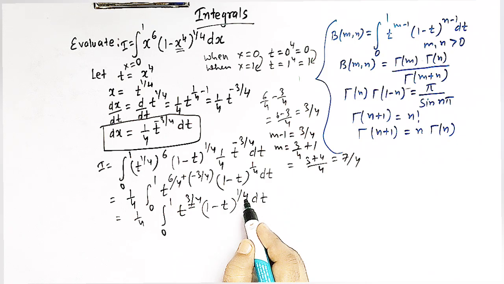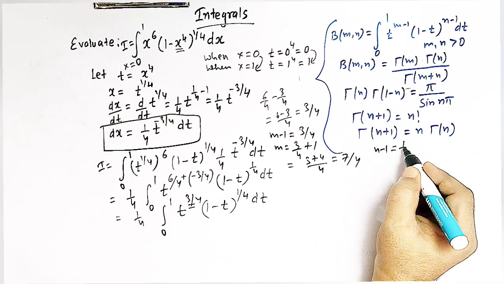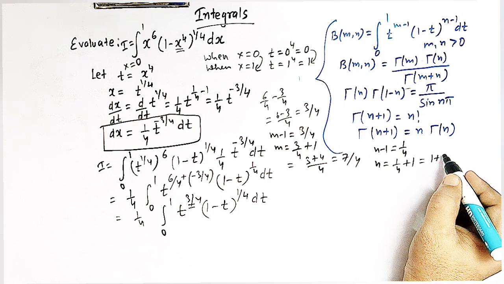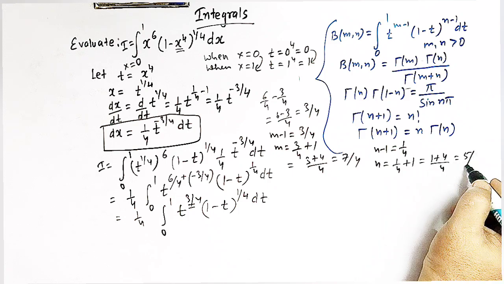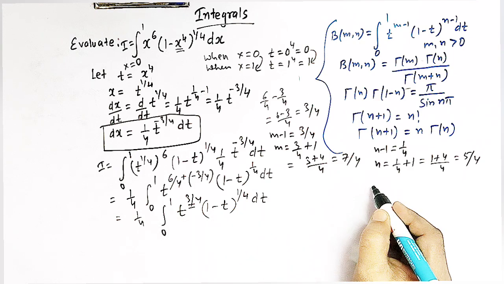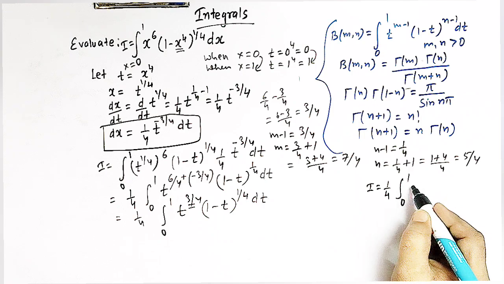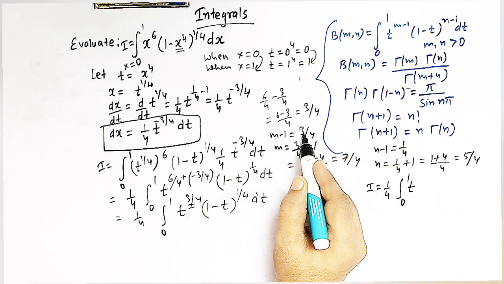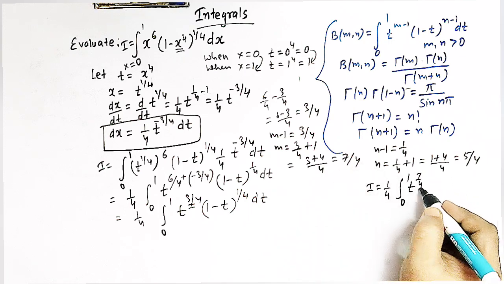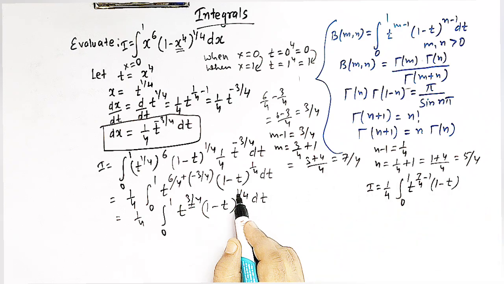And here we have 1 by 4, here we have n minus 1, so n minus 1 is equal to 1 by 4, so n is 1 by 4 plus 1, that is 1 plus 4 over 4, that is 5 by 4, right? So now we can write this integral I as 1 by 4, 0 to 1, and t raised to 3 by 4 can be written as m minus 1, and m is 7 by 4. So here we have 7 by 4 minus 1, then we have 1 minus t raised to 1 by 4.